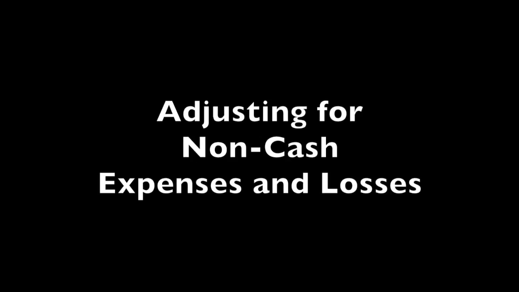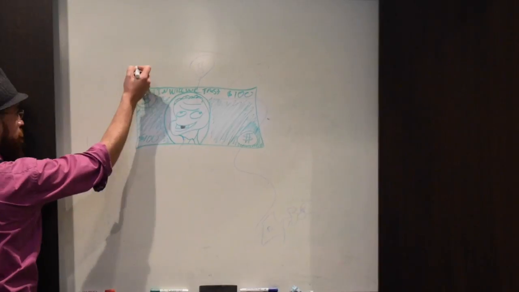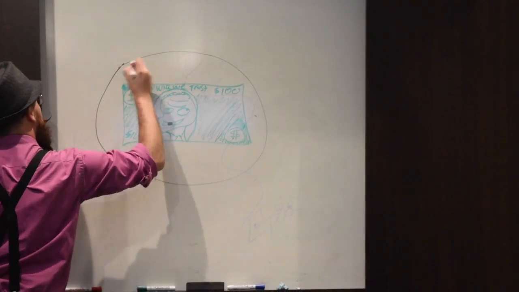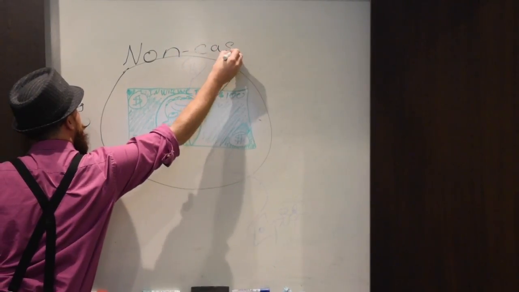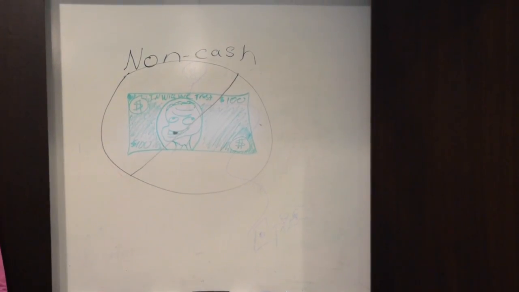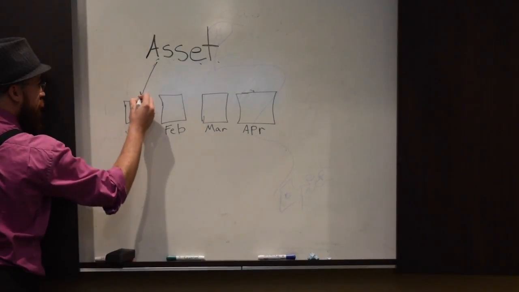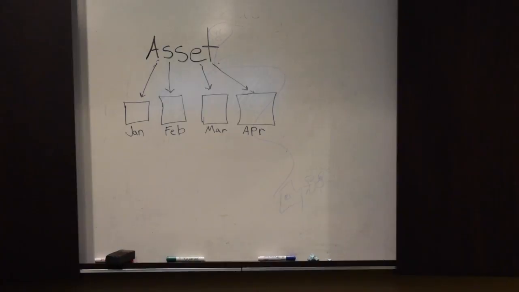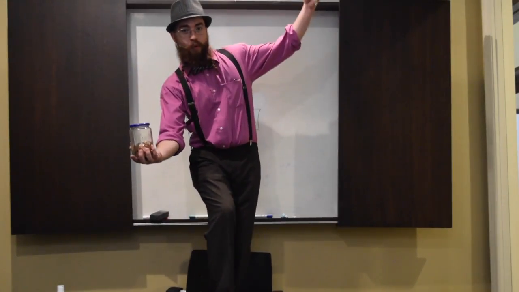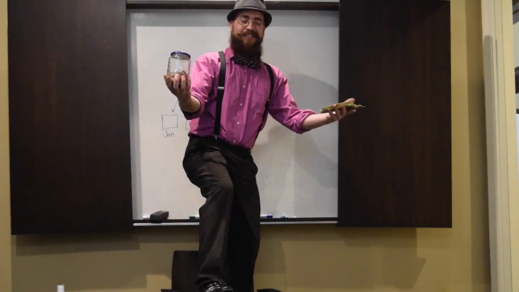Adjusting for non-cash expenses and losses. First, we will adjust for non-cash expenses and losses, meaning cash does not flow. For example, depreciation is an expense that has been deferred to this period without any cash moving. The business cash balance is not changed by the depreciation of its assets. Other examples of non-cash expenses are amortization and depletion. Because we deducted the expense without paying anything, we need to add this expense back in.